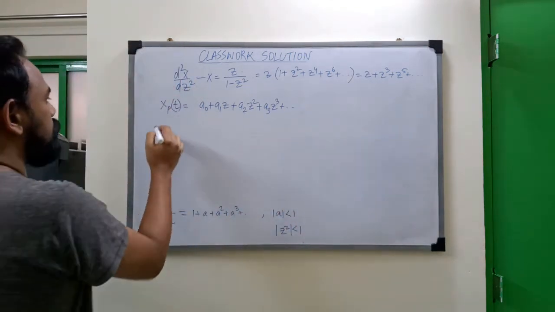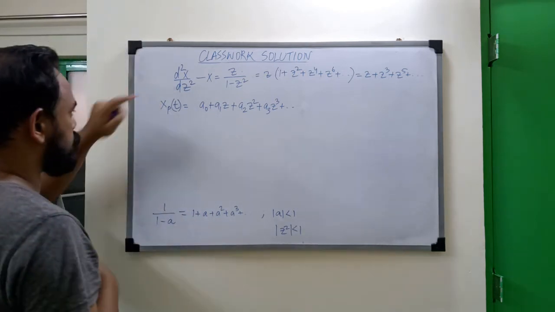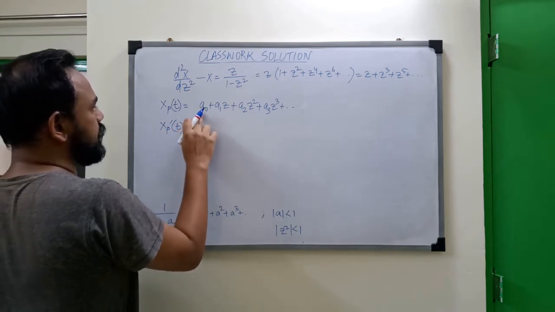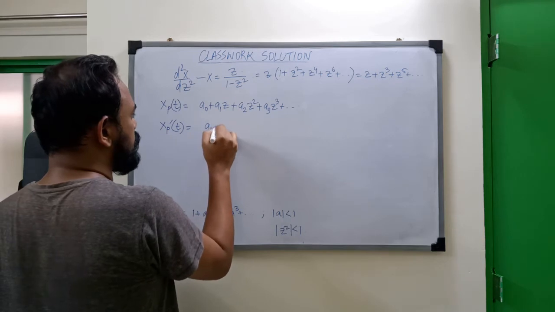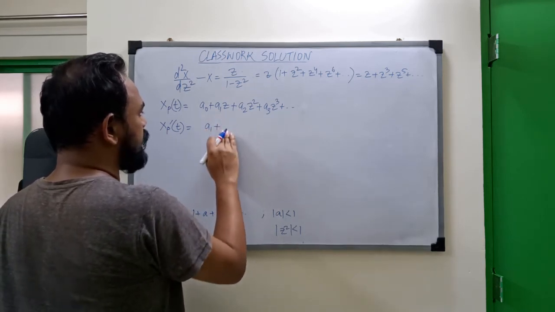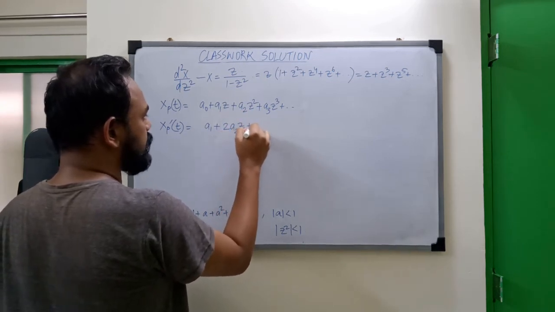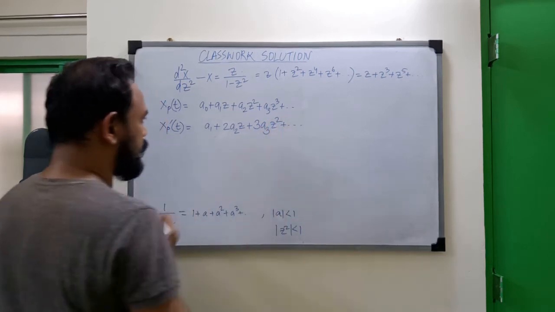So we want to try this as a solution for this. So we have to differentiate it twice. Let's differentiate this once. What we get is, this is a constant term, so that vanishes. We get an a1 from there, plus we get 2a2 with a z. We get 3a3 with a z squared, and this goes on and on.